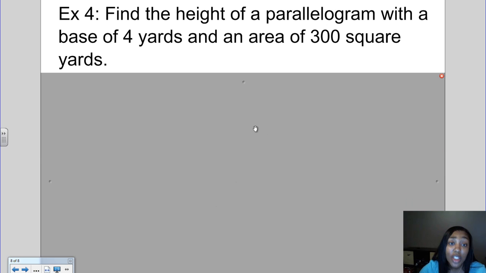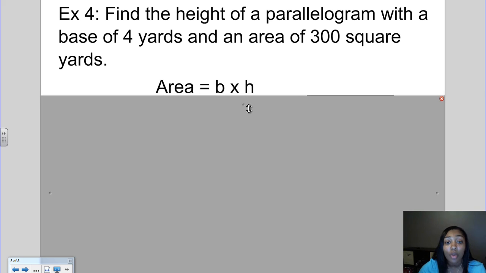Now in this question, they're asking us to find the height of a parallelogram with a base of 4 yards and an area of 300 square yards. So this one's a little bit different because in the other questions they asked us to find the area. But in this question they're asking us to find the height and they gave us the area. So instead of them giving us the base and the height and asking for the area, they gave us the base and the area and we have to find the height.